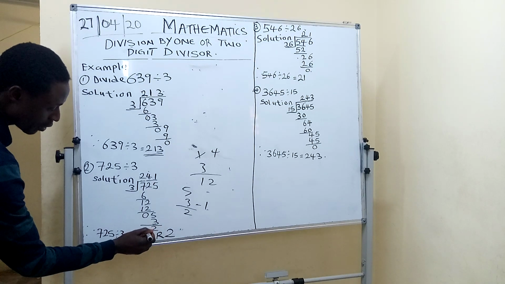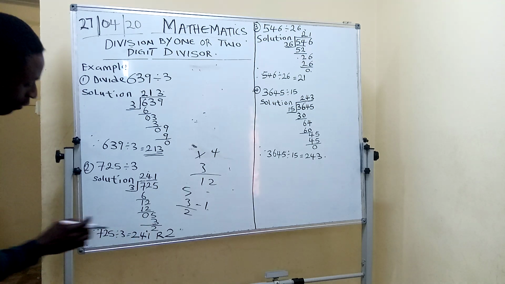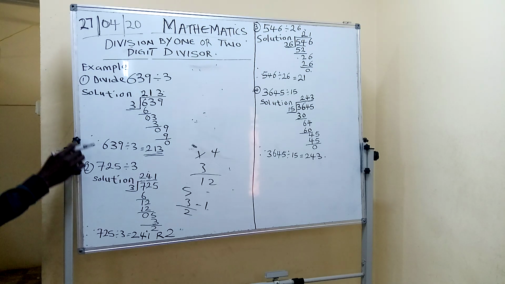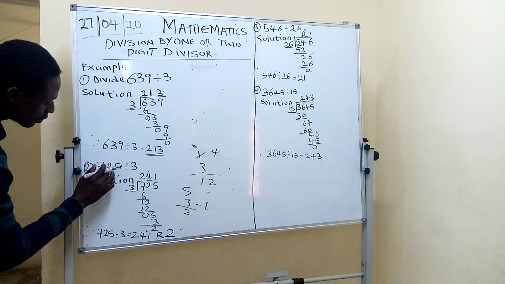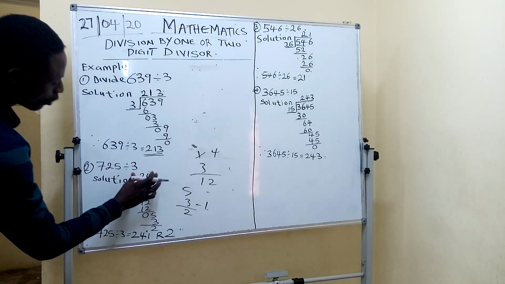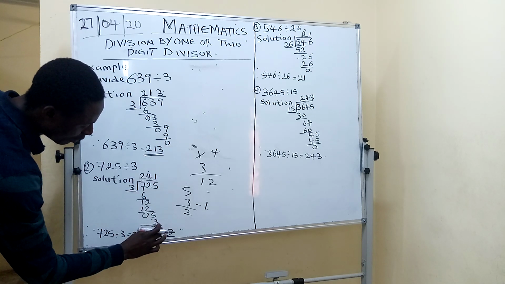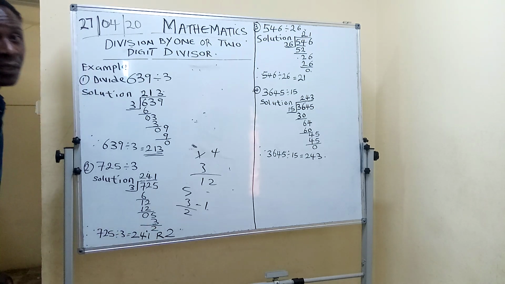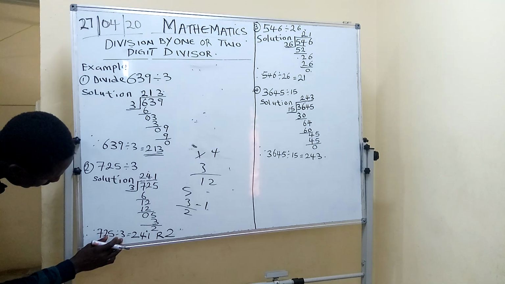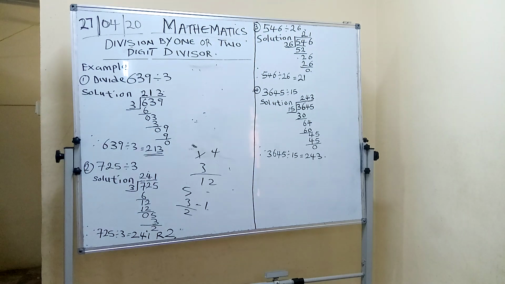Now it means we finish the calculation of this question here. Now, what is our answer? When you are asked 725 divided by 3, what will be the answer? I told you last time, the number that is up is our main answer, but the number that is here will be the remainder. Now our answer is 725 divided by 3 is equal to 241 remainder 2.